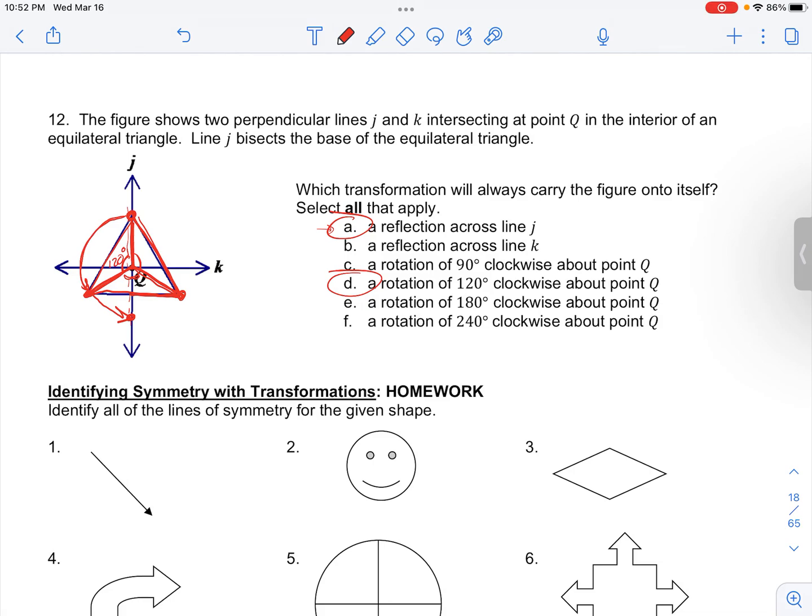And F, a rotation of 240 degrees clockwise about point Q. So if this rotation that we did for D was 120 degrees, then doing it again would give us 240. So that's just 120 plus another 120. So we basically rotate it 2 times about its threefold symmetry. So that would also give us a figure that would map onto itself. So we can select A, D, and F.